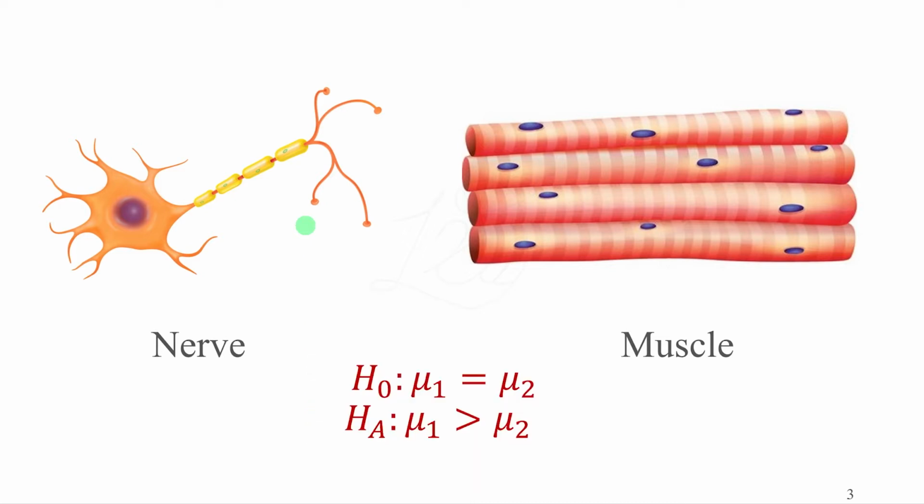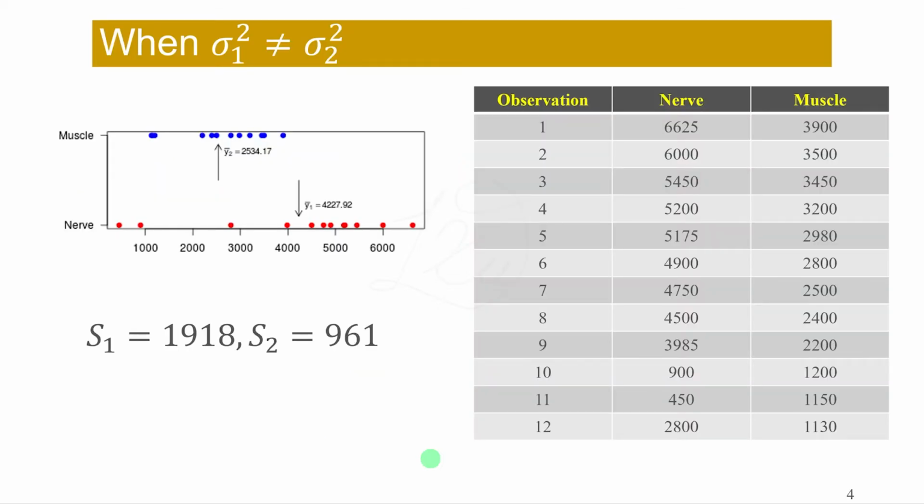So we would like to test the hypothesis that the mean fluorescence level for nerve tissue is greater than that for muscle tissue. We have formed the hypothesis test with the null hypothesis being the mean fluorescence levels for nerve and muscle are the same, and the alternative hypothesis is the mean fluorescence level for nerve tissue is greater than for muscle tissue. We will use the common significance level of 0.05 in the hypothesis testing. Experiments have been done using mice tissues. We have 12 observations for both the nerve and muscle tissues.